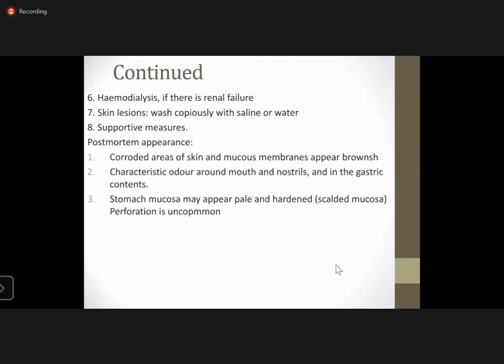Postmortem appearance, finally: if you see, there will be a phenolic odor from the mouth. There will be gray or brownish corrosion seen in the mouth, in the front of the body, arms, and wherever it has occurred. If you open the stomach, it will emit a phenolic odor. The stomach wall, like we said, is hardened, which gives a bottle-like appearance. It is typically known as the leathery stomach in carbolic acid poisoning. And you see perforation here, which is uncommon.